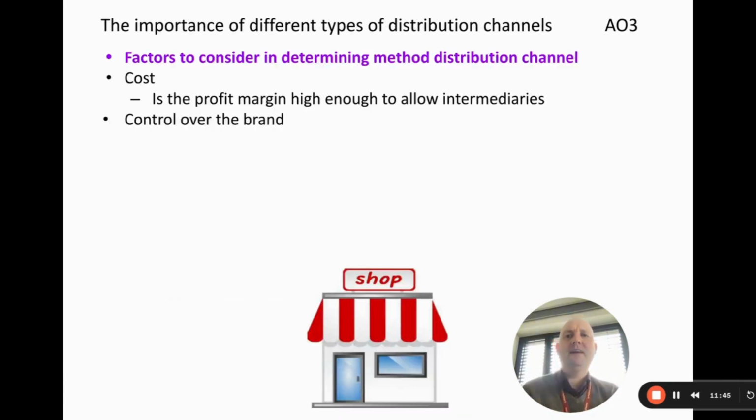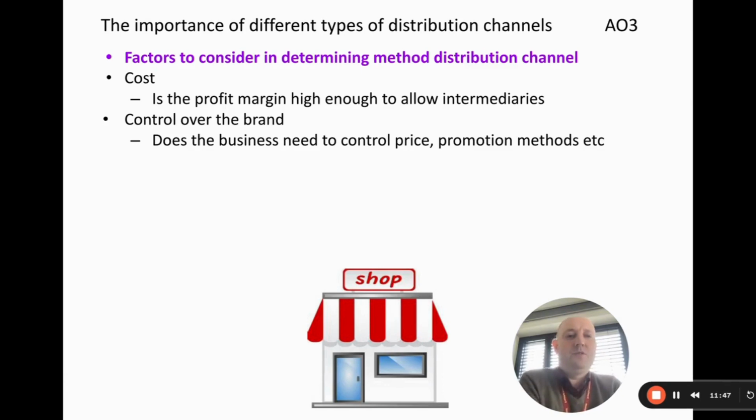So final thing, factors to consider in determining methods of distribution. So let's say you've got a business. How do you know what the best way of doing it is? Well, firstly, cost. In order to use intermediaries, you need to have some profit margin. If the profit margins are already very tight, then maybe you can't use 2 intermediaries. You can just use 1, or maybe use 0 and sell online.